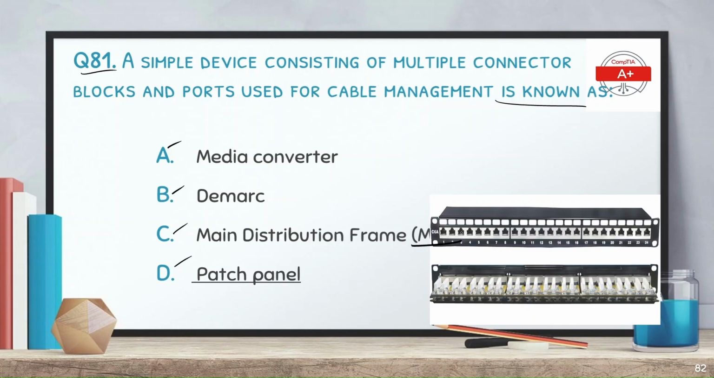This is basically a diagram of the patch panel. This is the back side of the patch panel where you punch the cables. And on the front, you can see these are basically RJ45 ports where you can plug in your cables to connect your devices.